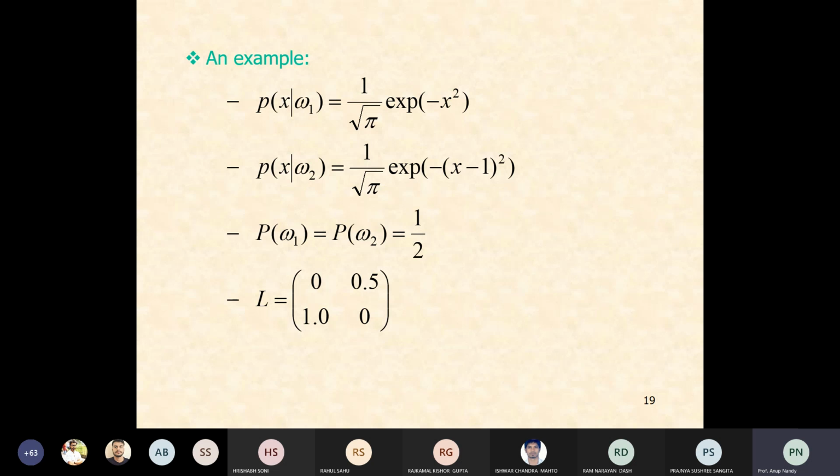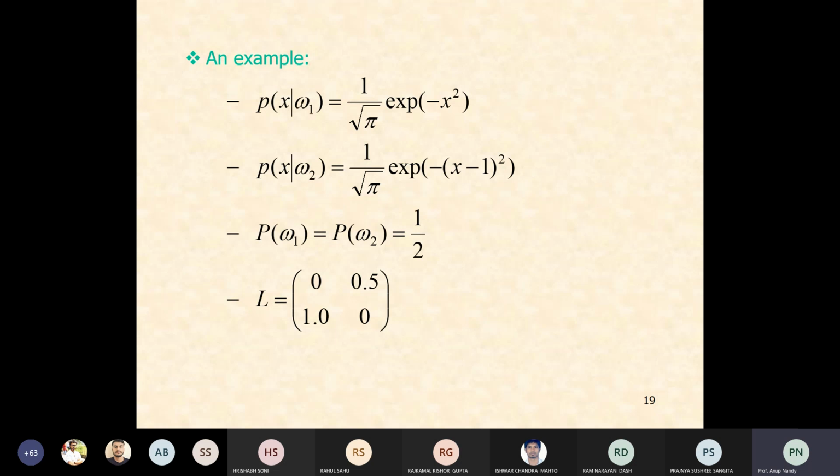Now what you have to do: if P(w1) is equal to P(w2) equal to half, you have to compute the threshold value x0, in such a way for computing the minimum error probability, and for minimizing the risk if the loss matrix is given. So can you do it? Two density functions are given.